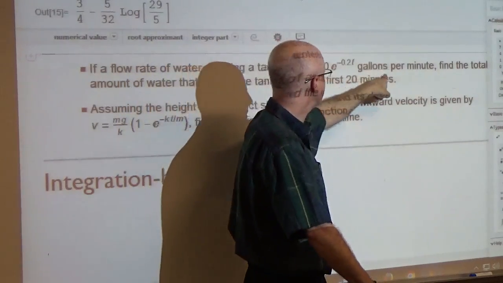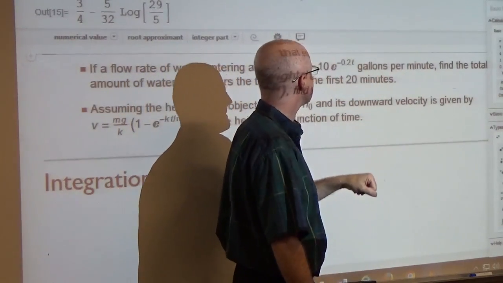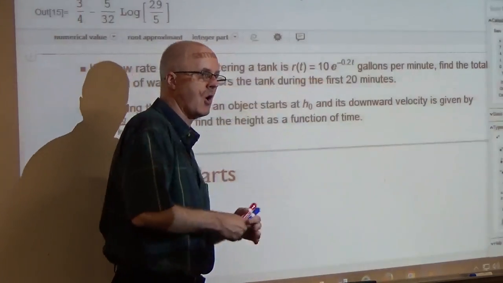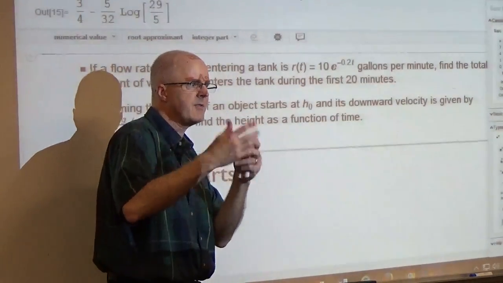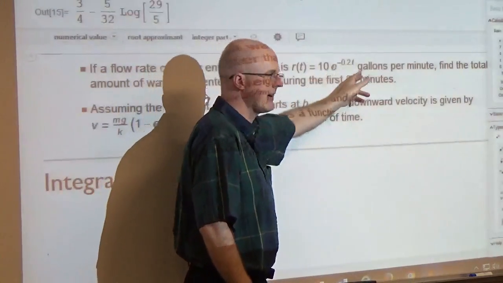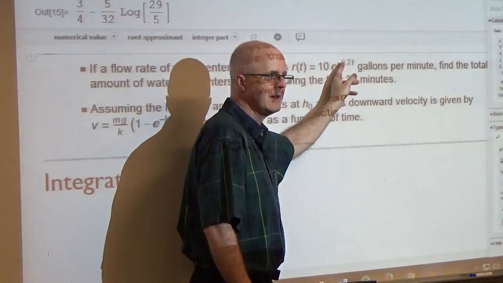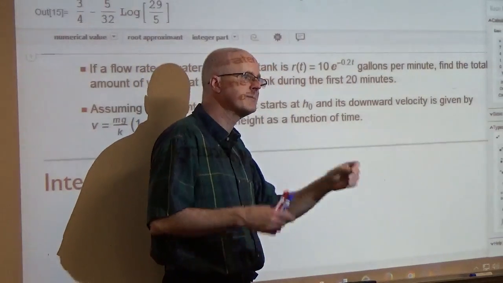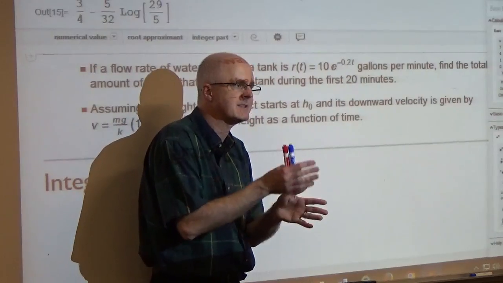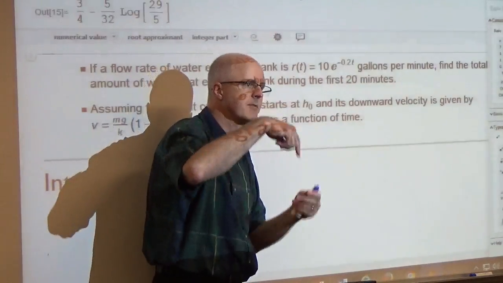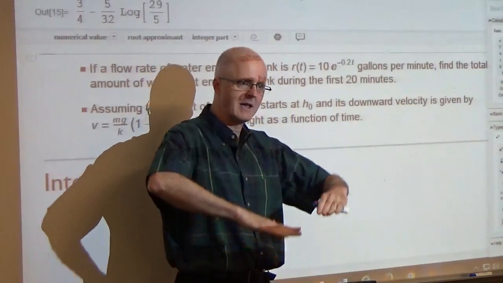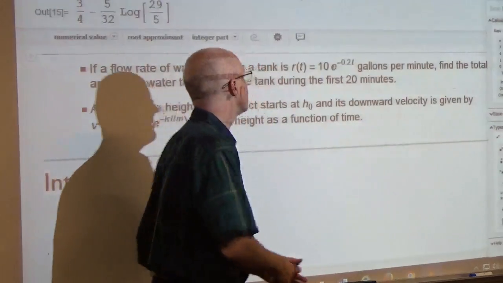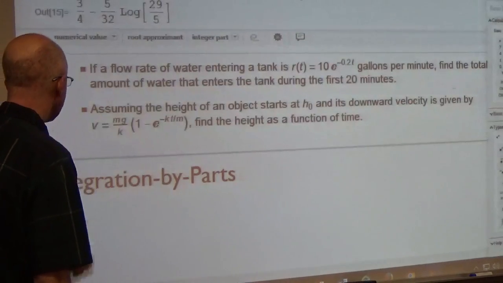That is a function giving you the gallons per minute as a function of time that the water is going in. That function is decreasing, so water is coming in fairly fast at time 0, in fact 10 gallons per minute, because e to the 0 is 1. But that's an exponential decay. The graph of this function goes down, which means the water's not coming in as fast over time. The inflow is slowing down. The water level itself is still going up, but the flow rate, the inflow, is decreasing.